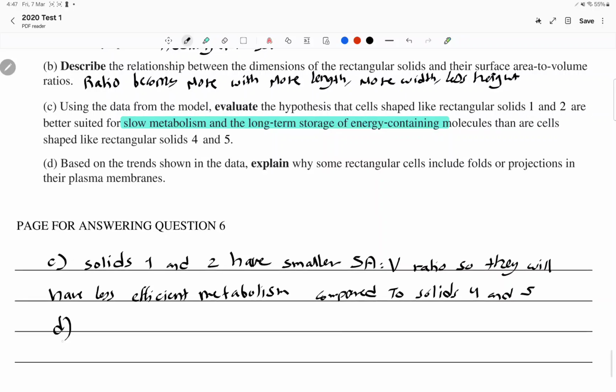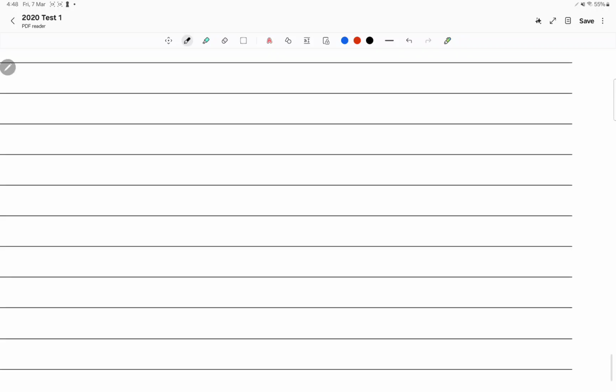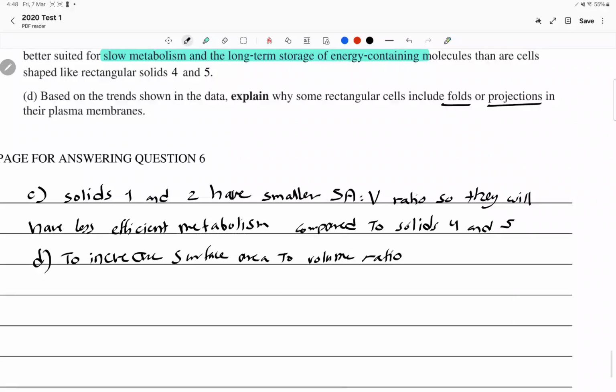D. Based on the trends shown in the data, explain why some rectangular cells include folds or projections in the plasma membrane. This is to increase the surface area to volume ratio. Villi, yeah. Whenever you see villi or folds or projections, it's about increasing that surface area to volume ratio. So that's basically easy. That means increase, by different words, right?